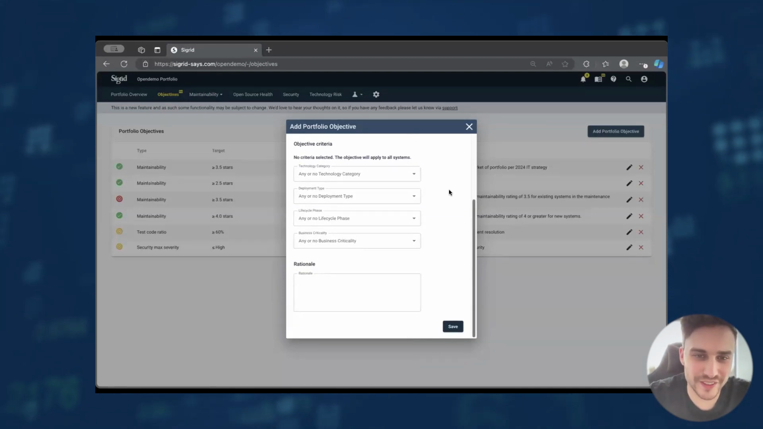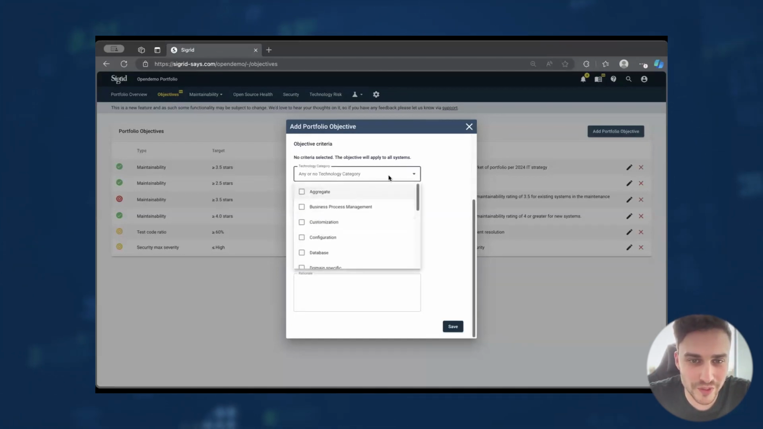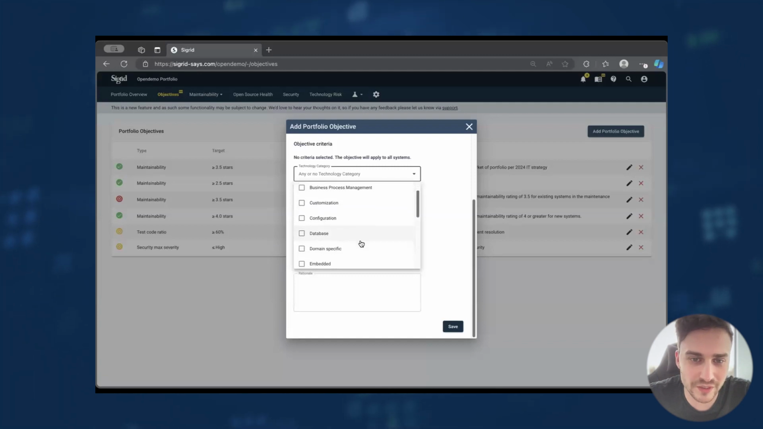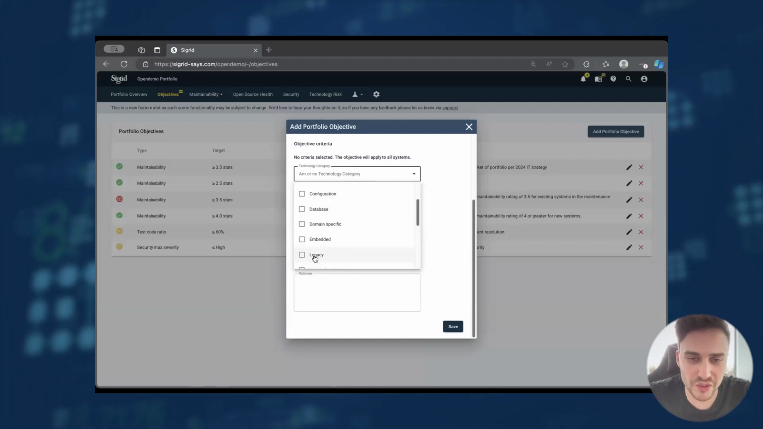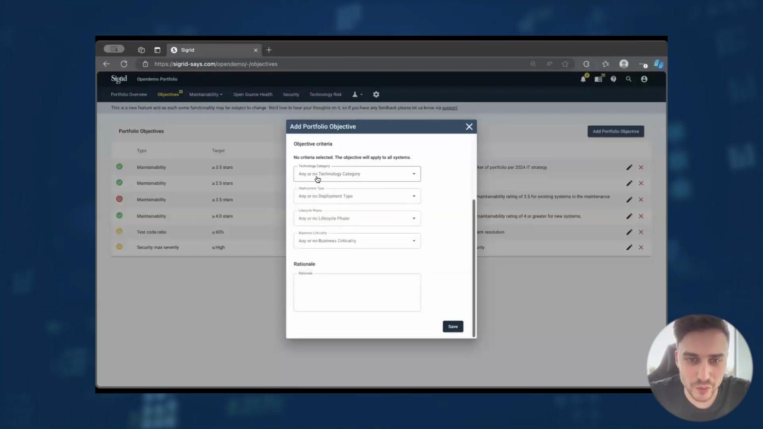Thank you. Great. Well, if you're able to select the criteria, you will see that currently it's possible to select criteria across 4 different metadata types. You can select a group of systems with the same technology categories. For example, you want to set an objective for legacy systems. In this example, we will not set a technology category.